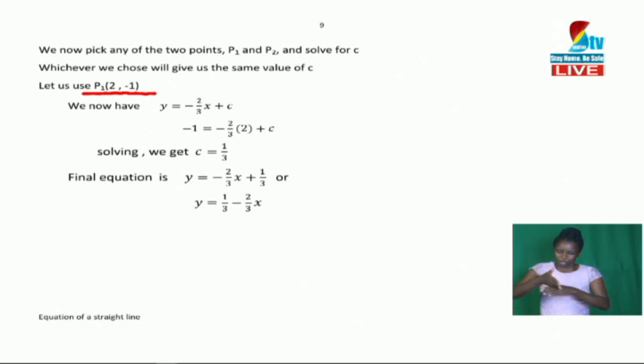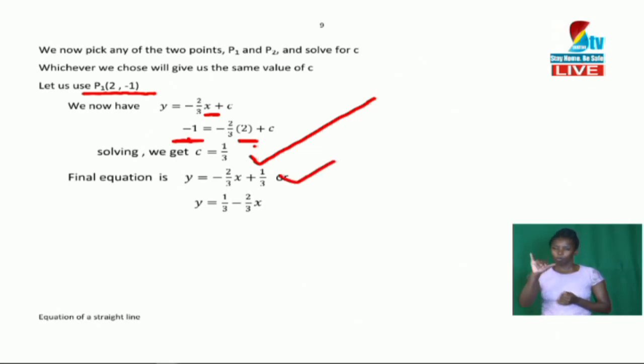And so substituting, let us look. For the x value we have 2, and for the y, this is what we have. So y is equal to m, the value of x is 2, and then plus c, and then solving we get c is equal to 1/3. So the final equation is y is equal to negative 2 over 3x plus 1 over 3. And that, dear learner, is what we set out to do, and we have done it.